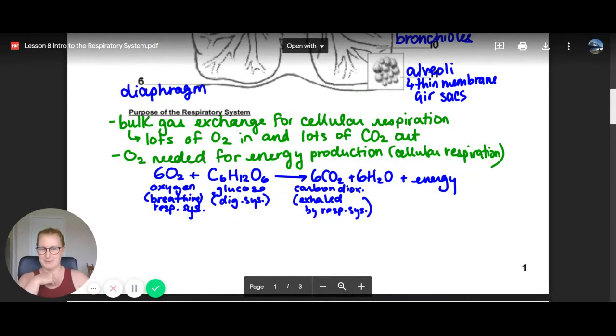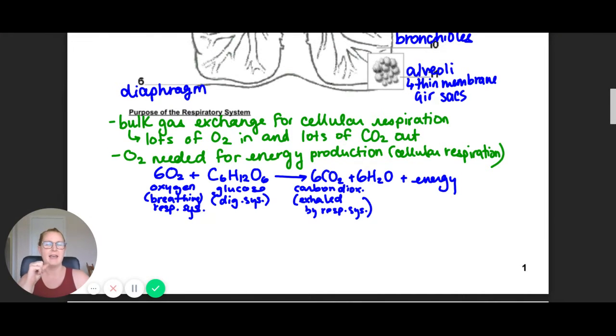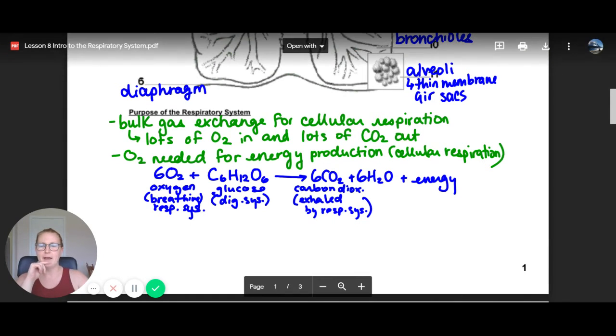Again, the purpose of the respiratory system is bulk gas exchange for cellular respiration. And the reason I say bulk gas exchange is that I need lots of O2 molecules to come in, and I'm also going to need lots of CO2 waste to go out. So this is why I use the term bulk.